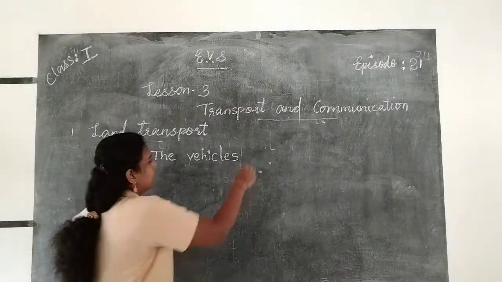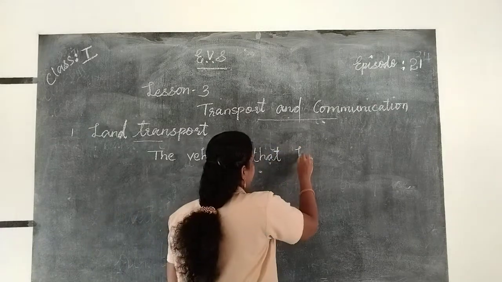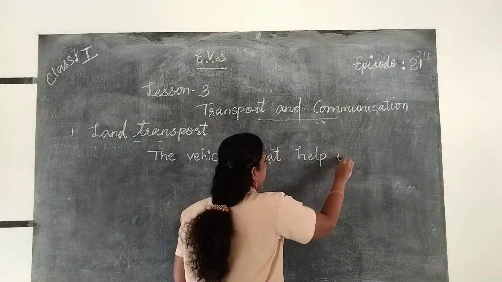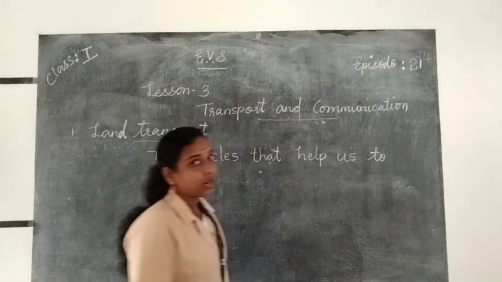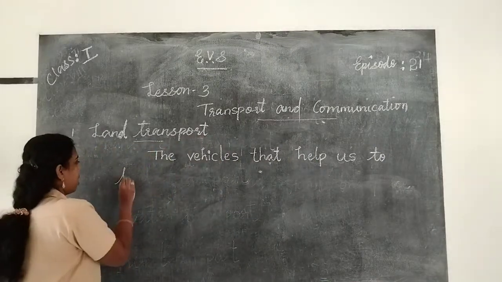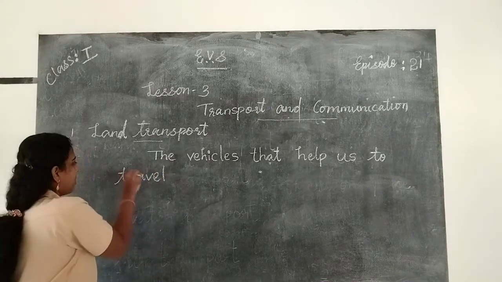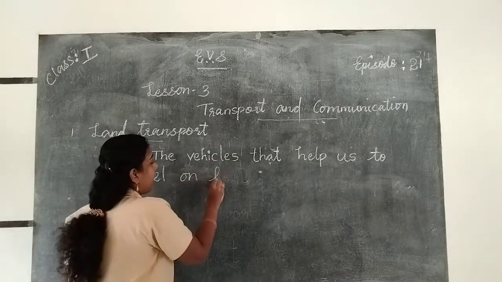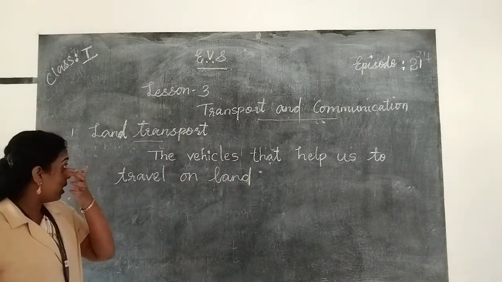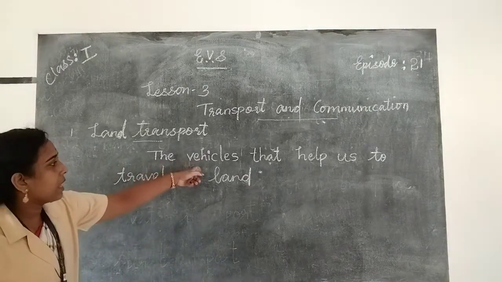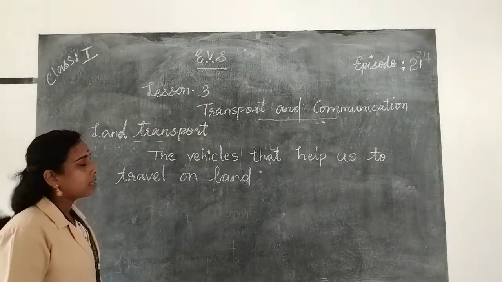The vehicles that help us to travel on land. Travel, T-R-A-V-E-L, travel. On land, L-A-N-D, land. Travel on land are called land transport. So the vehicles that help us to travel on land are called land transport.